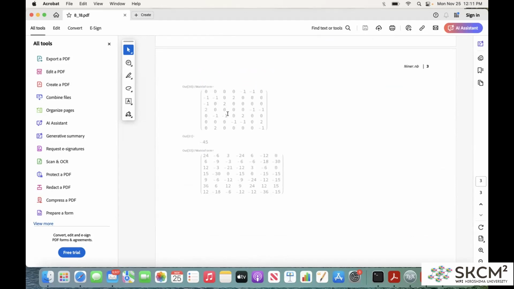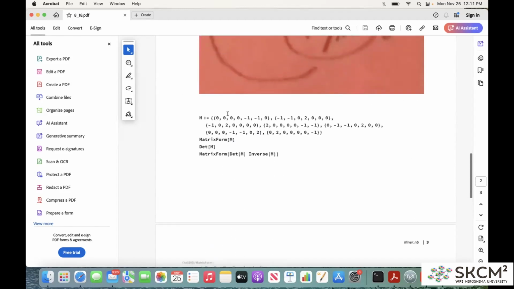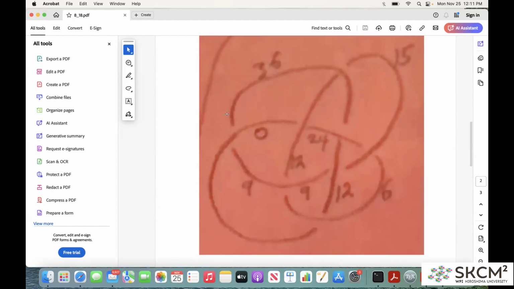And now I just look at, say, the first column, and it says 24, 6, 12, 15, 9, 36, 12. We're working mod 45. This is B, C, D, E, F, G, H. So I go back to my knot, and I say, okay, 36, 12, 0, 24, 6, 12, and so on. And there it is. And we're working modulo 45, and I claim that that's a coloring of this knot, you can check.